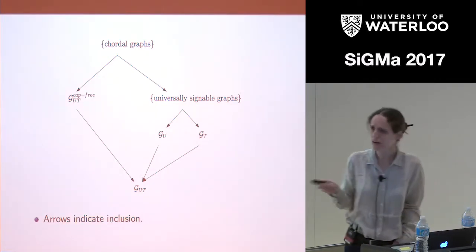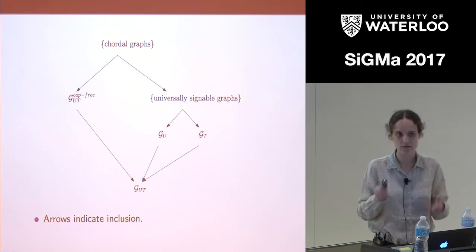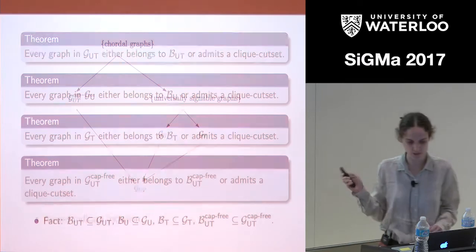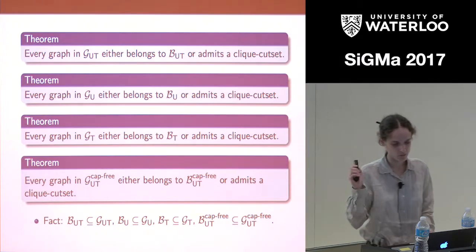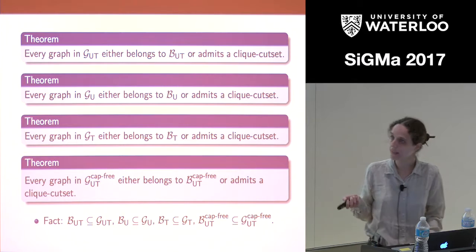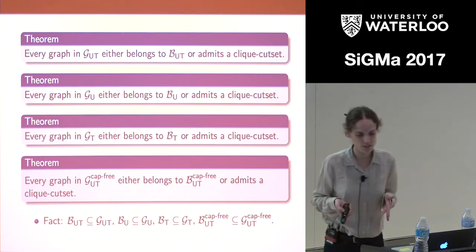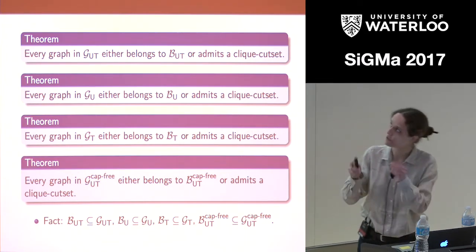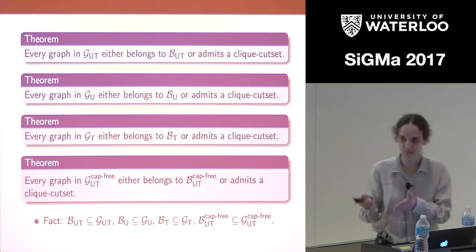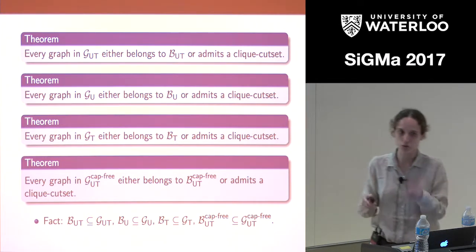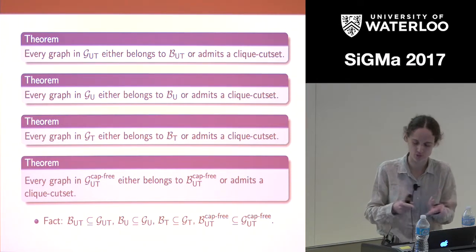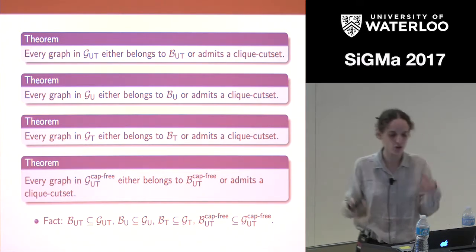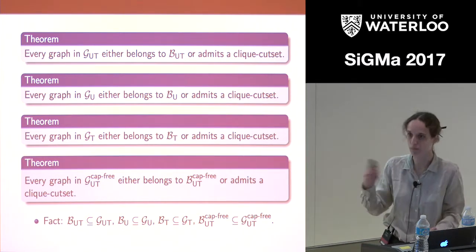Okay, so we have 3 types of results. We have structural results, we have chi-boundedness results, and we have algorithmic results. And I'm going to start with structural results. For each of our 4 classes, we obtain the decomposition theorem, and all the decomposition theorems are of the same form. They say something like this. So every graph in our class is either basic, that is, belongs to some basic class B, or it admits a clique cutset. So this is similar to what we had for universally assignable graphs and also for chordal graphs, except the basic class is more complicated. And furthermore, obviously, each class has its own basic class.